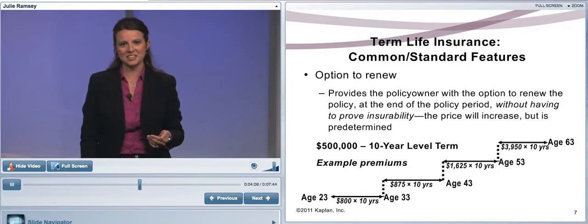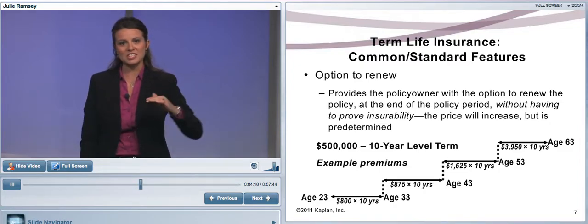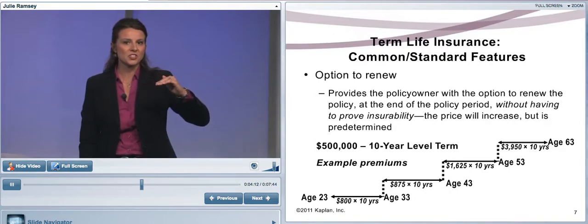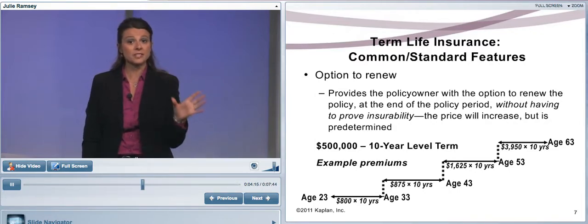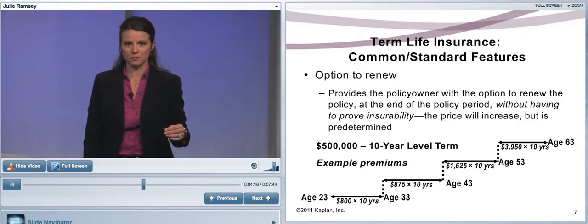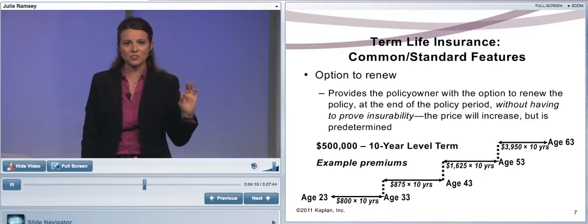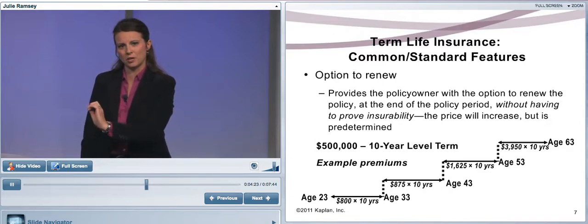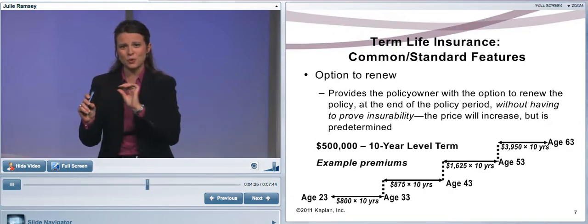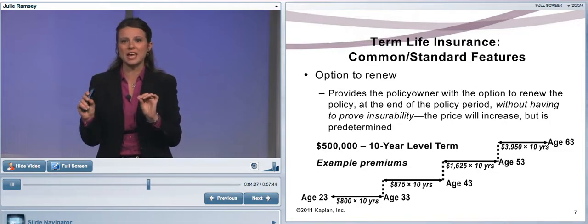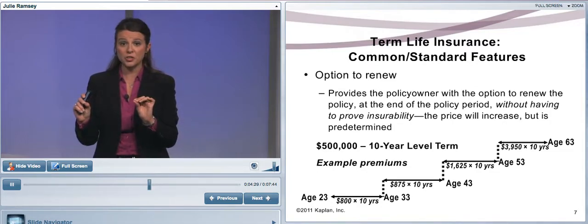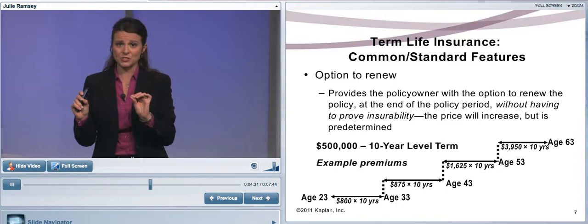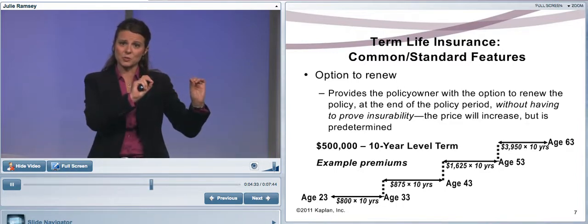What happens is this. We won't ask any medical questions. Instead, the premiums are based on the new term. For example, say we have a 10-year term. The death benefit is $500,000. The issue age is, say, age 23. So for 10 years, age 23 to 33, the premiums are $800. To renew, all this client has to do is to pay the increased premiums.